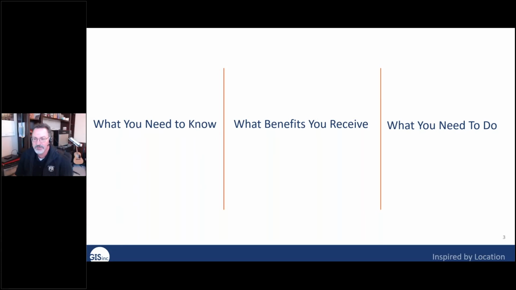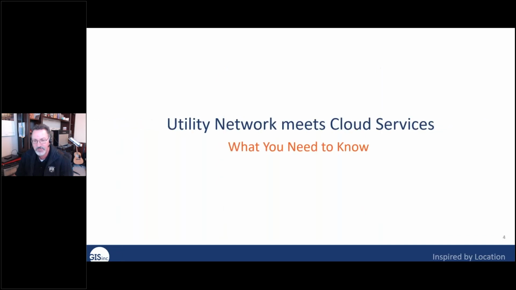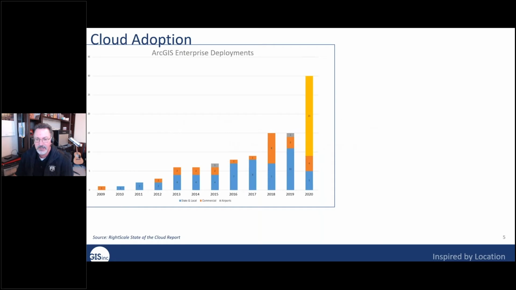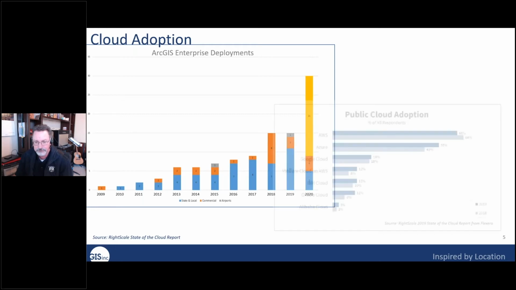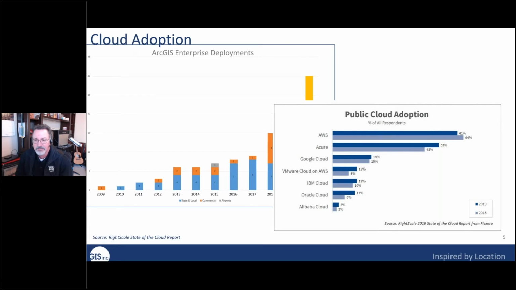So today we'll talk briefly about the utility network and the cloud. We'll cover a few things you need to know, what you can expect, and some required actions. So first, what you need to know. GIS Inc. implemented our first cloud solution using Amazon in 2009. Since that time, the number of implementations has steadily risen, and perhaps because of COVID, this year has seen a dramatic increase. This trend matches that of general cloud adoption across the technical industry. Increasing adoption has top providers competing for your business, driving down cloud service costs, and we believe it's a perfect time to look at cloud services if you haven't already.